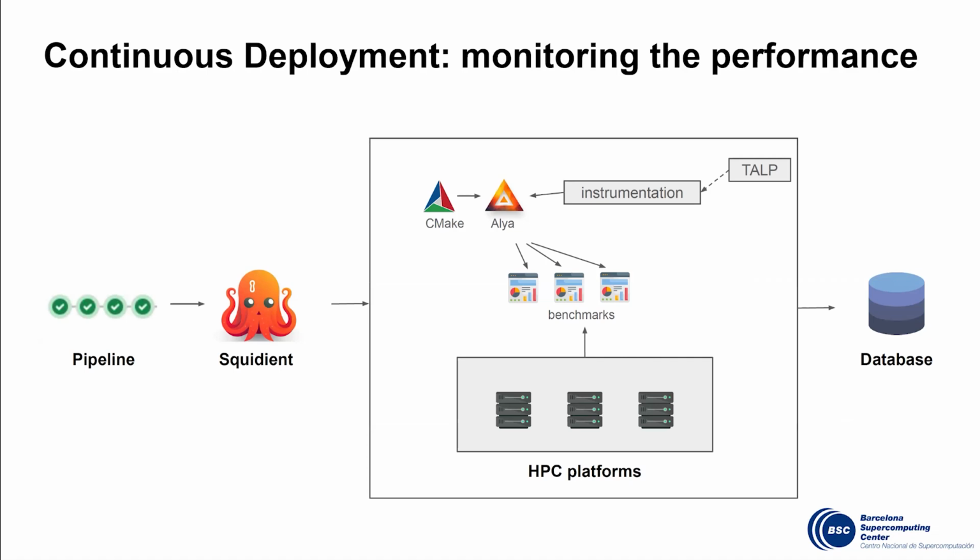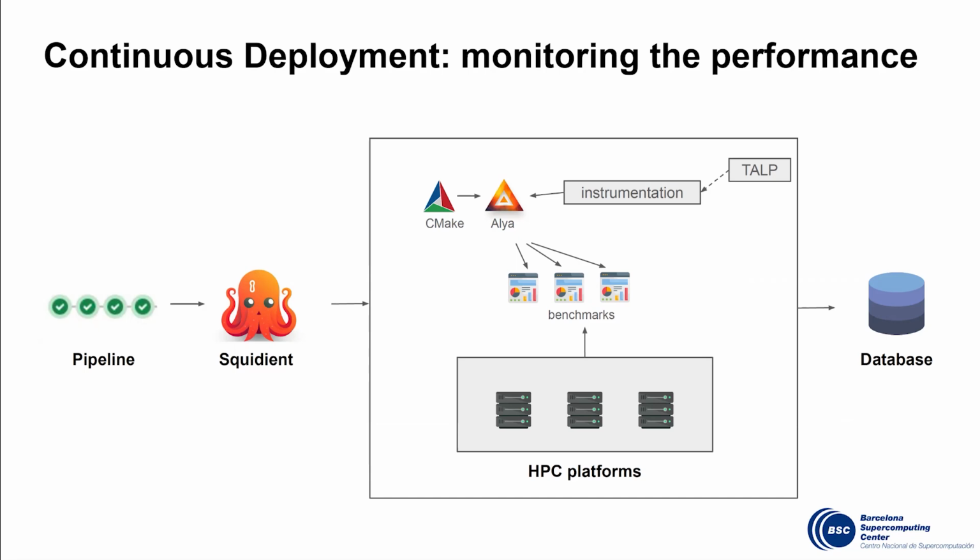So now let's speak about the continuous deployment and more specifically on monitoring the performance. So we still use Qdiant to perform this task. Following the same principle, we use CMake to compile and we generate the binary. And what is interesting is Alya is instrumented by default to generate metrics like the time spent in some parts of the code, and the memory usage. We are also connected with an external library called TALP, which provides information like the load balancing, the communication efficiency, or this kind of thing.